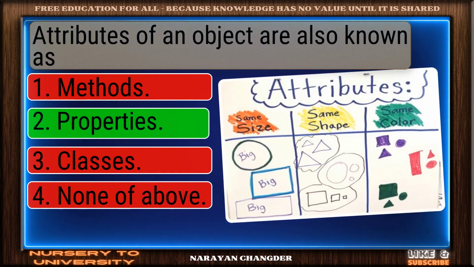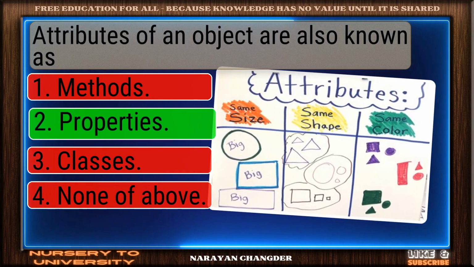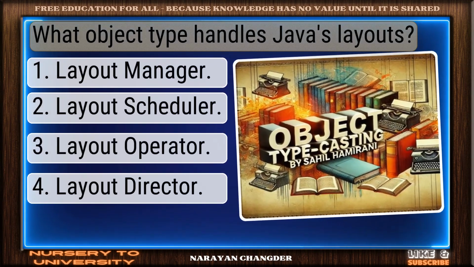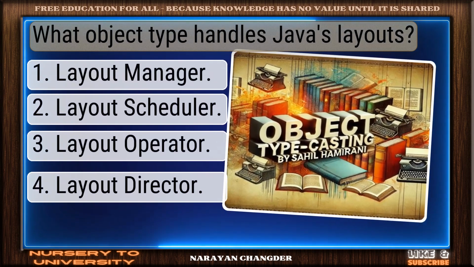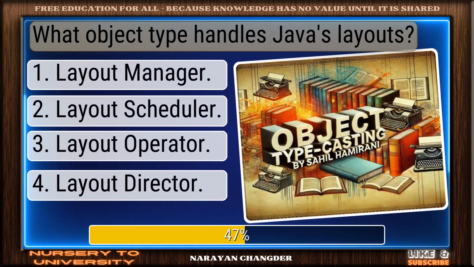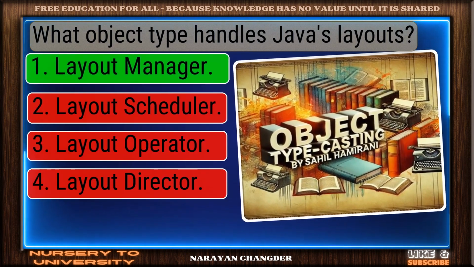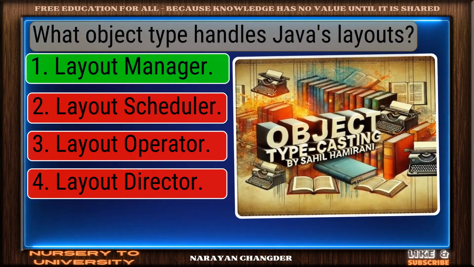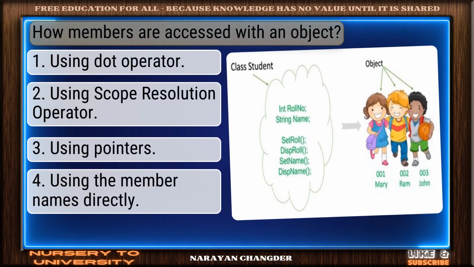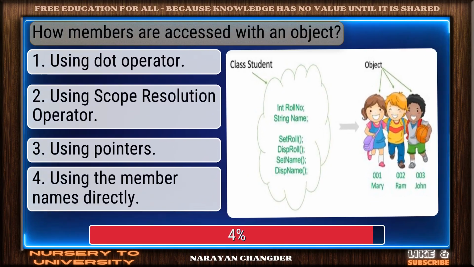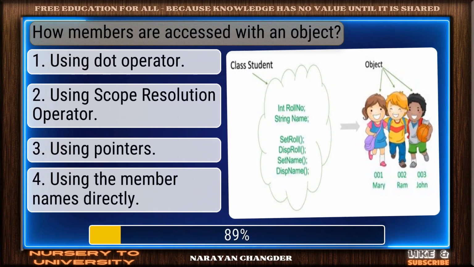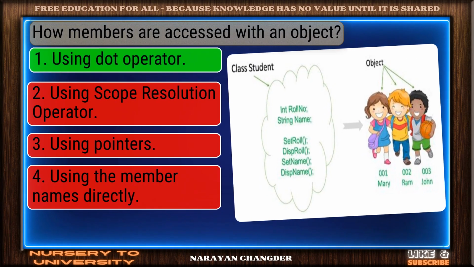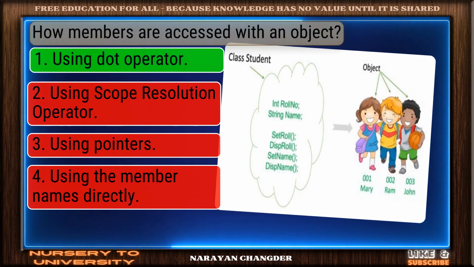Great job. Properties is the accurate answer. Question number 40. What object type handles Java's layouts? Right choice. Layout Manager is the best answer. Question number 41. How members are accessed with an object? Well done. Using dot operator is the right choice.